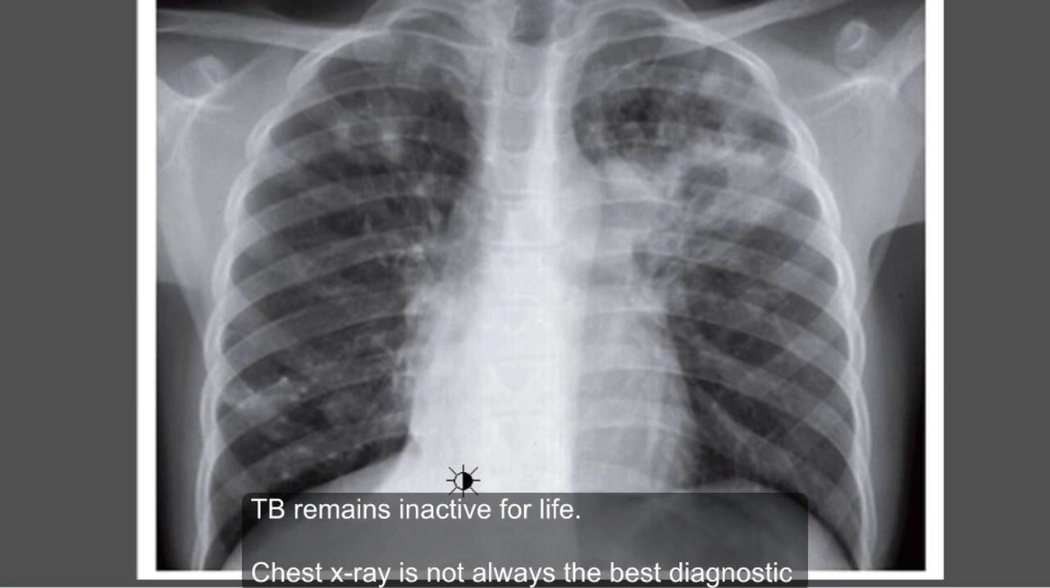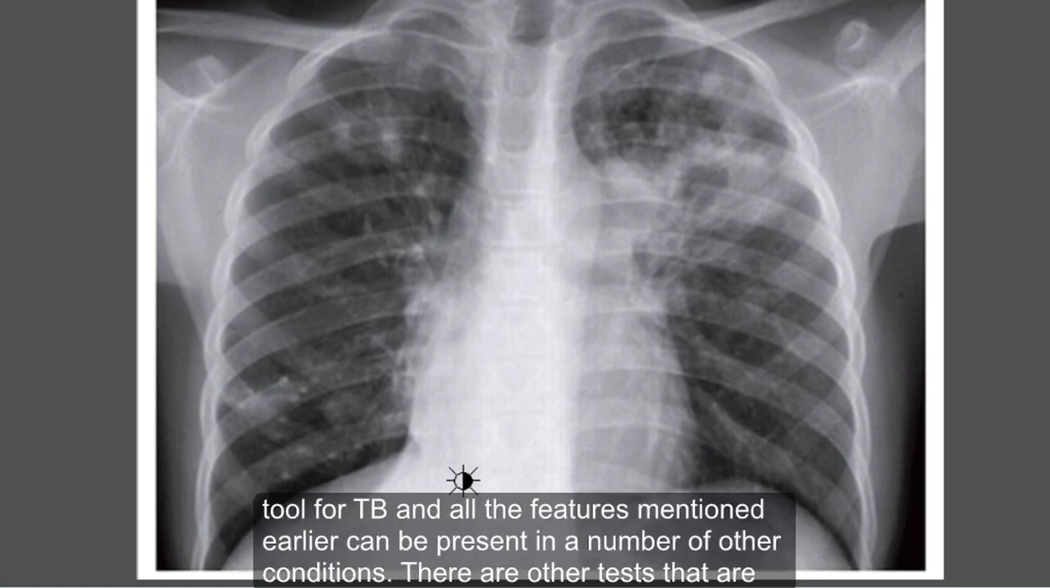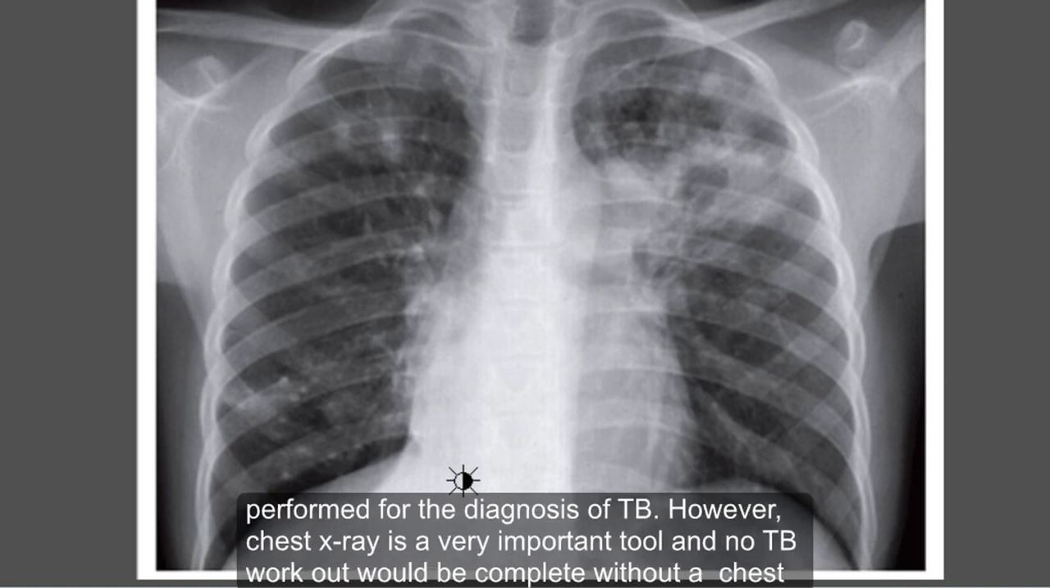Chest X-ray is not always the best diagnostic tool for TB, and all the features mentioned earlier can be present in a number of other conditions. There are other tests that are performed for the diagnosis of TB. However, chest X-ray is a very important tool, and no TB workup would be complete without a chest X-ray.